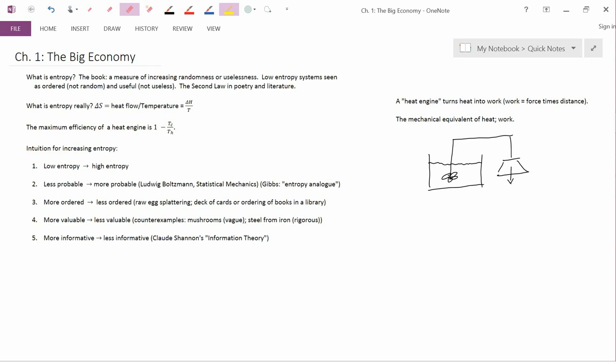A deck of cards, when it's new, it's nicely ordered, but then as time goes on and you start playing with the cards, they get shuffled and go out of order.